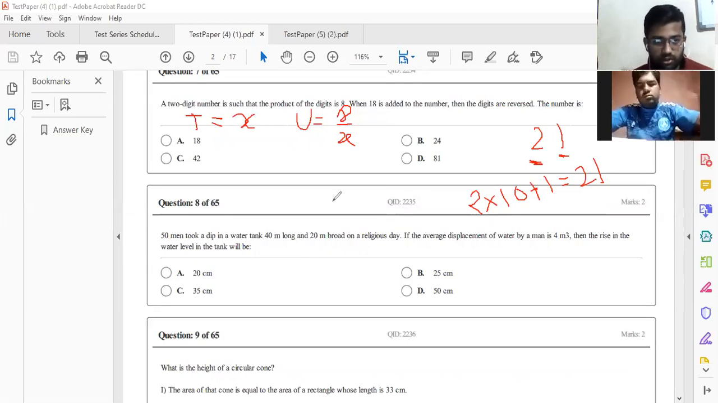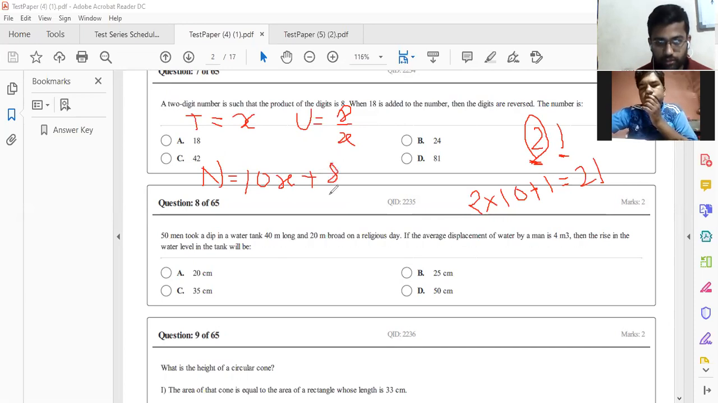Similarly, if your tens place digit is x and unit place digit is 8 divided by x, your number will be, now write down the number, see here: the digit at the tens place multiplied by 10, so you will get 10x, plus the unit place digit 8 by x. Clear? So this is your number. Correct?